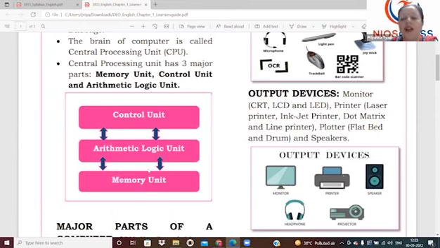Now, arithmetic logic unit, this is the second unit, which is very important. If we need to calculate some mathematical operations like addition, division, multiplication, that work the computer will handle by this unit, the arithmetic logic unit.